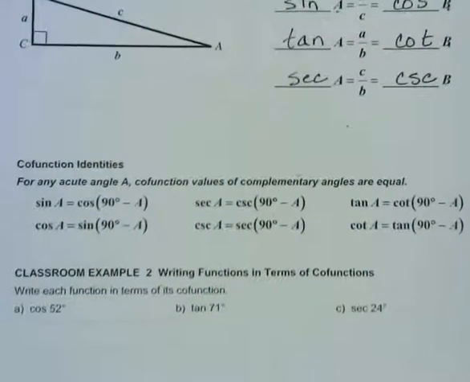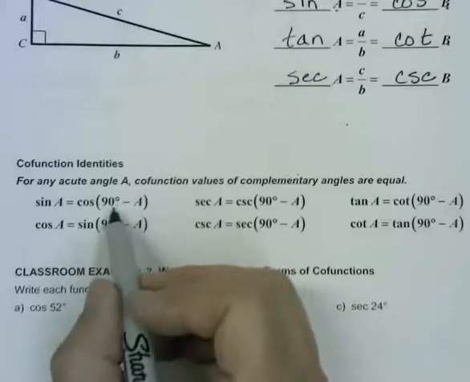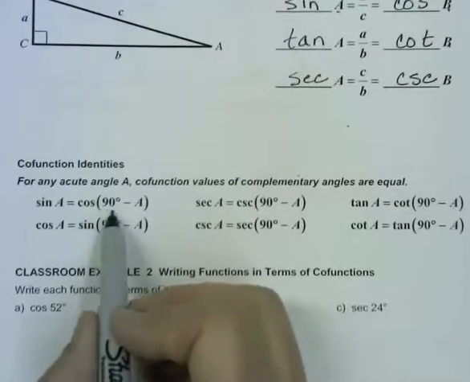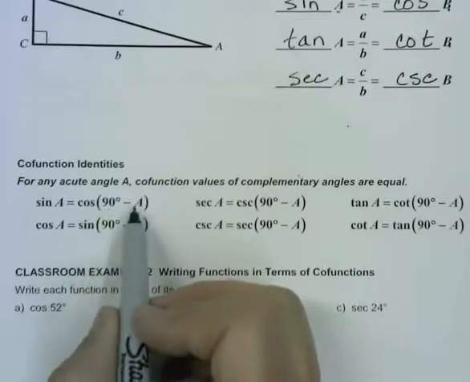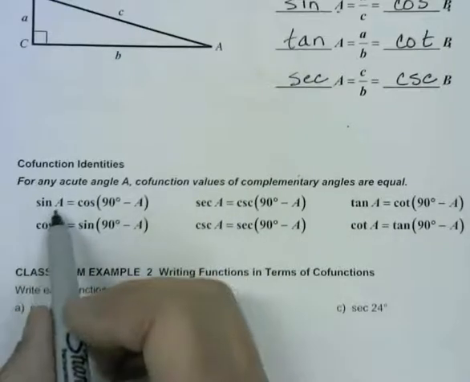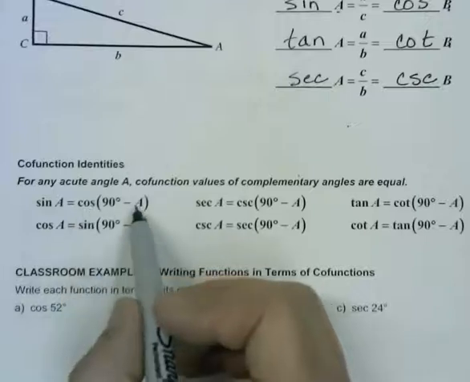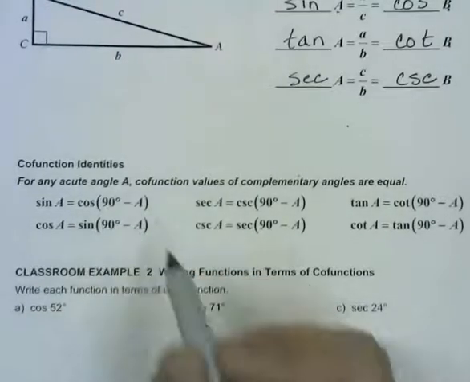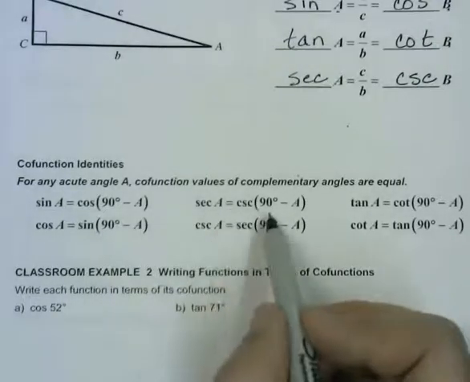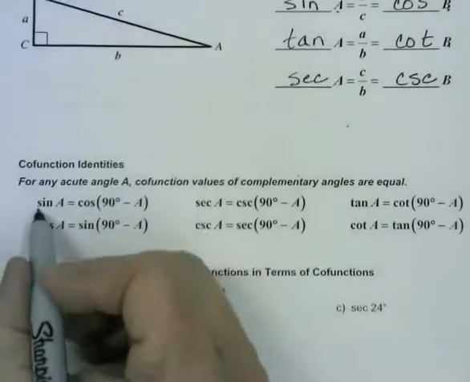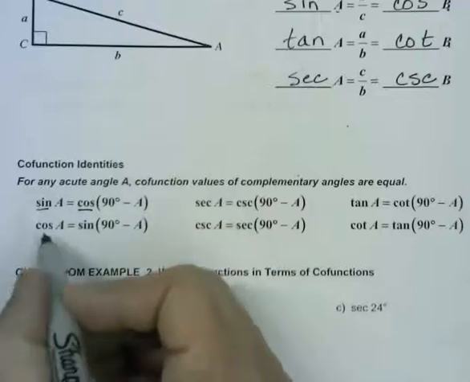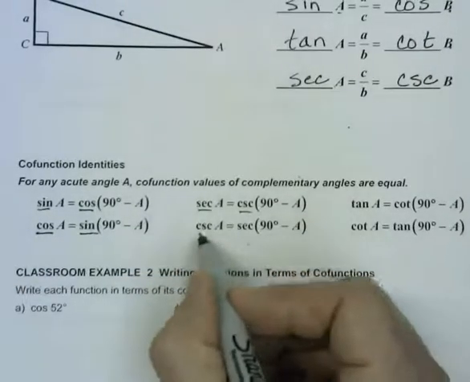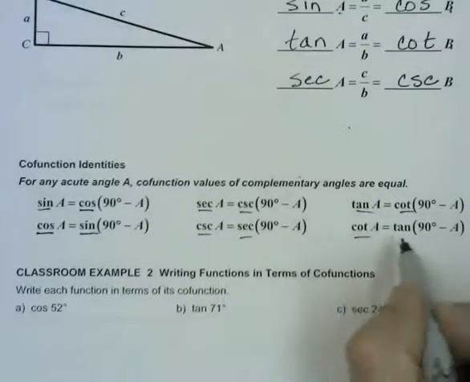Another way that we can think about this is to write these out as identities, and this is just saying what we were talking about up here, that we're using the complementary angle. This is saying that if we have the sine of A, then the cosine of its complement is going to be equal to that. We're finding the complement by taking 90 degrees minus A. And the same thing for all the rest of these. Notice in all of these we've got the function and its cofunction. So sine and cosine, cosine and sine. Then we've got secant and cosecant. And here we have tangent and cotangent.